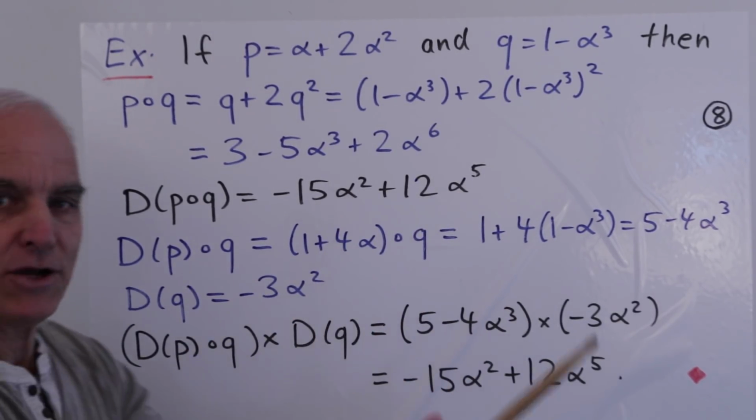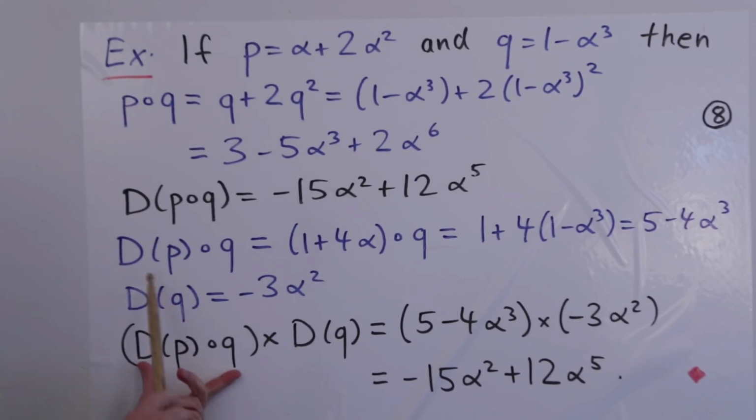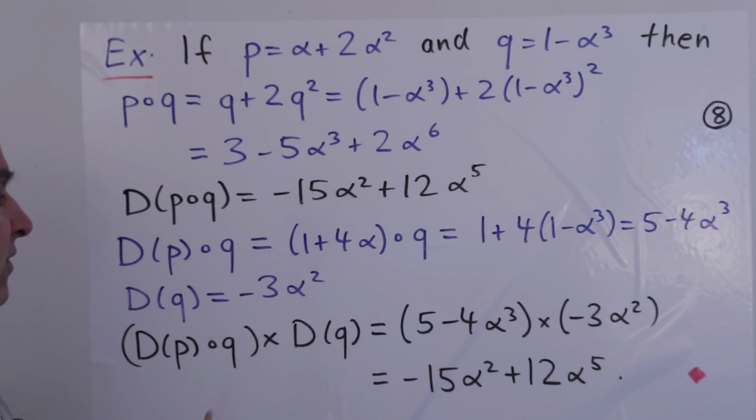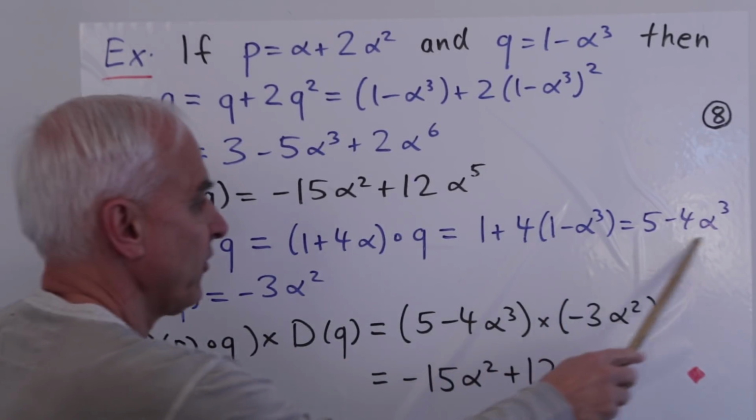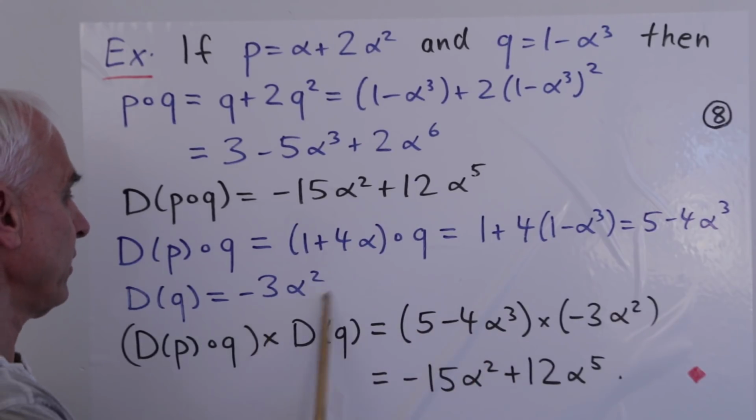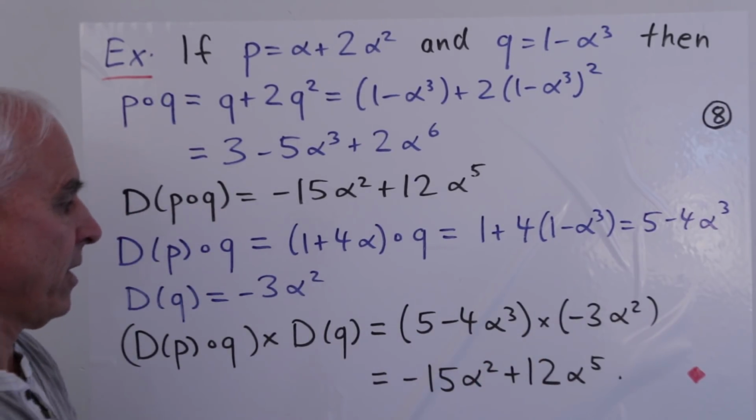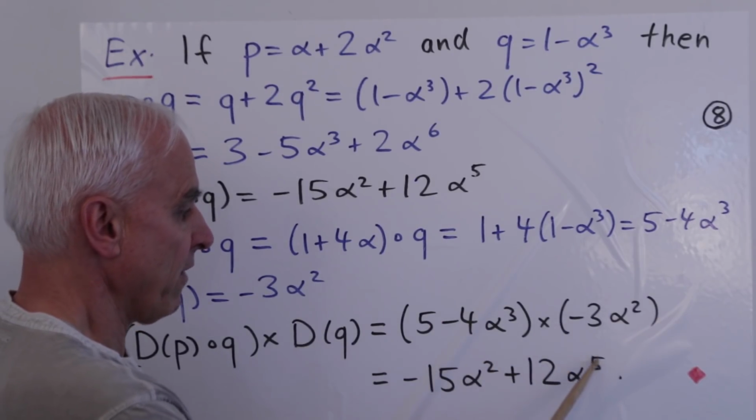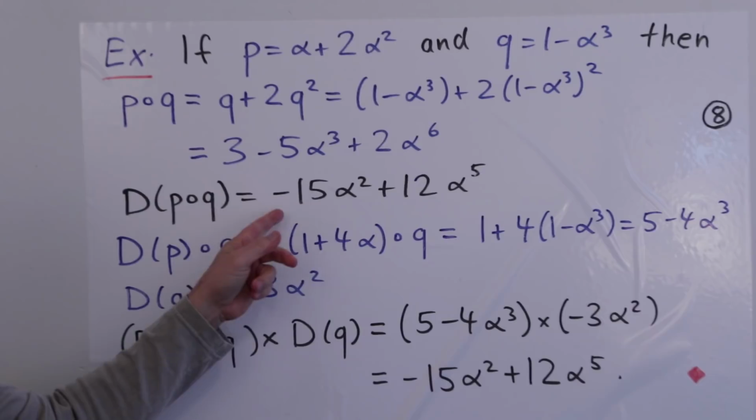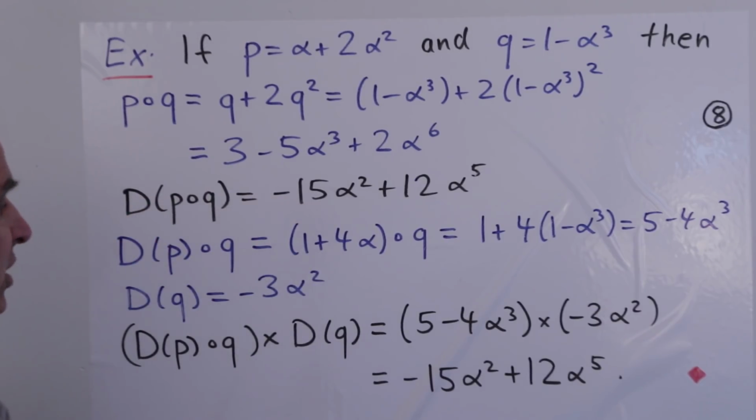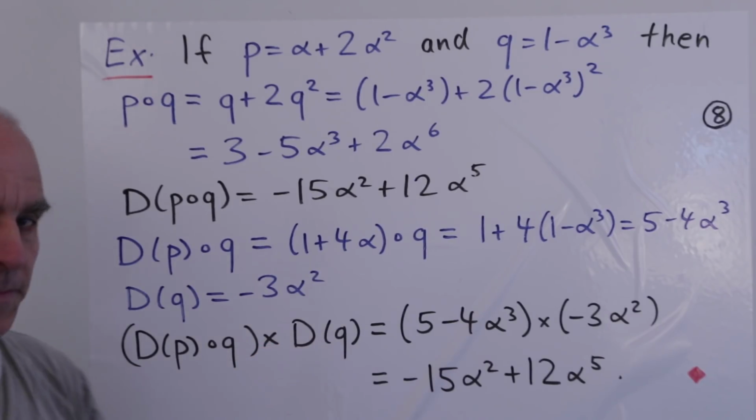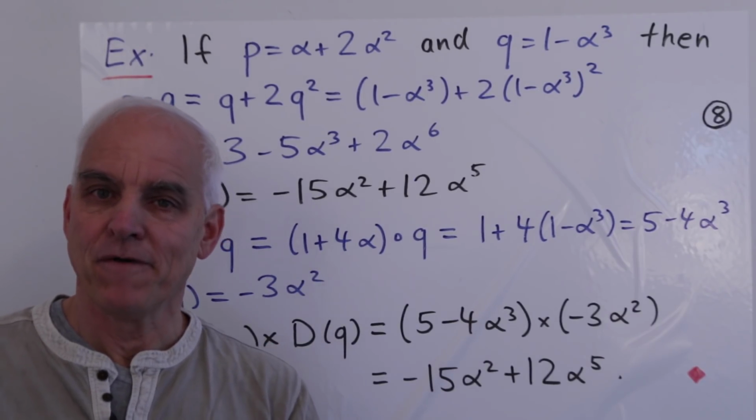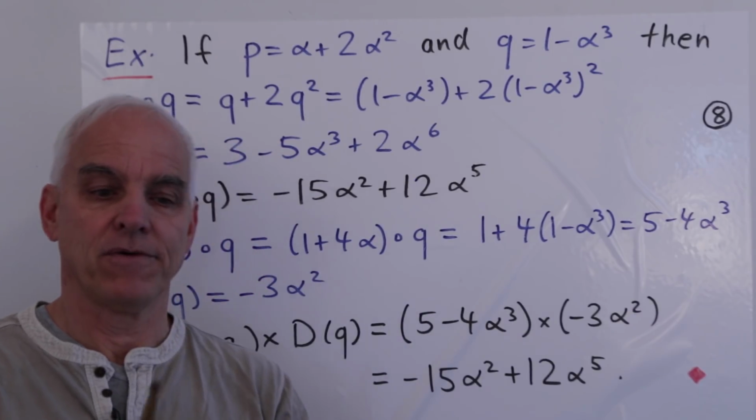So the other side of the chain rule is the product of the derivative of p circle q with the derivative of q. So it's the product of this thing that we calculated there times this thing we calculated there. You do the product, you get minus 15 alpha squared plus 12 alpha to the fifth, which is the same thing that we got up here. So the derivative of the composition is the derivative of p circle q times the derivative of q. That's the chain rule for derivatives of compositions.